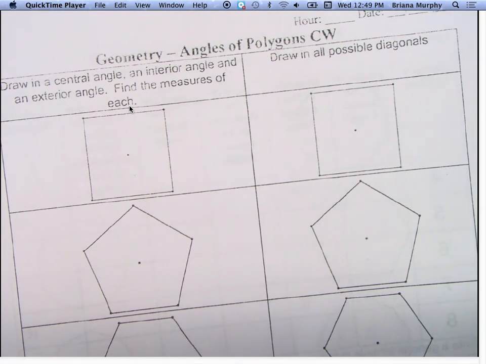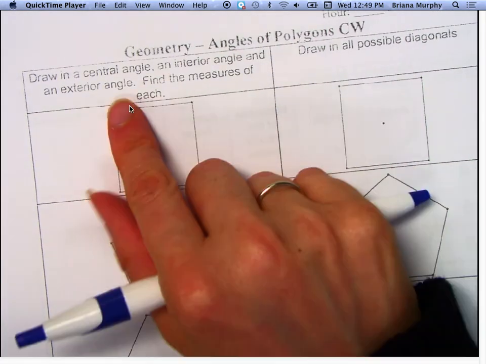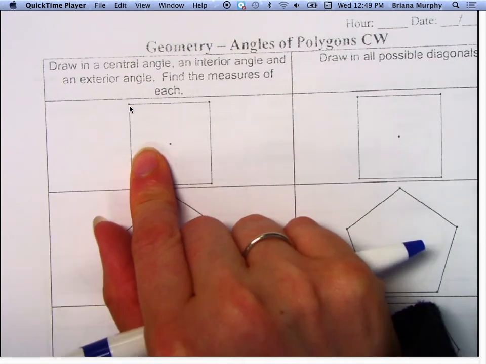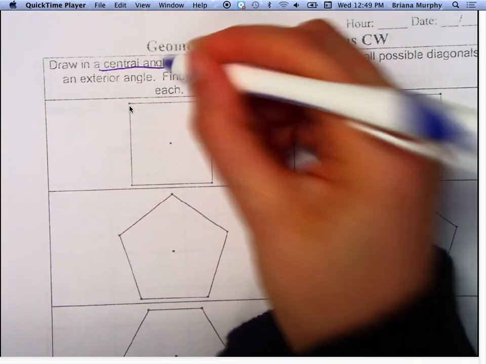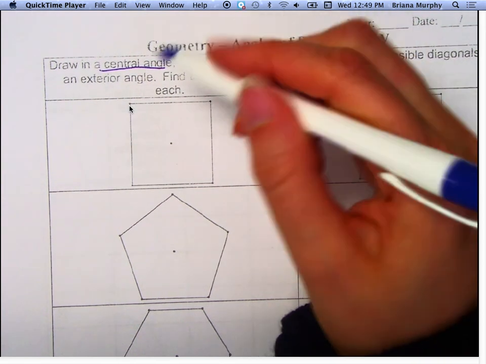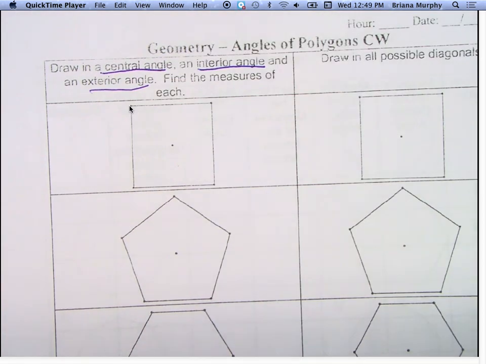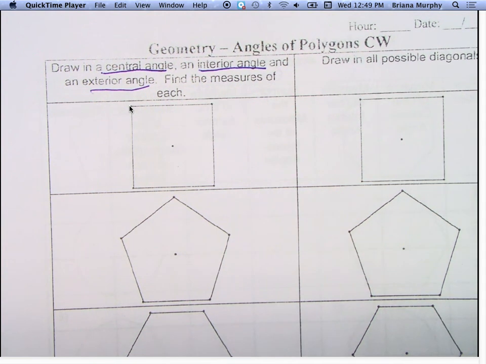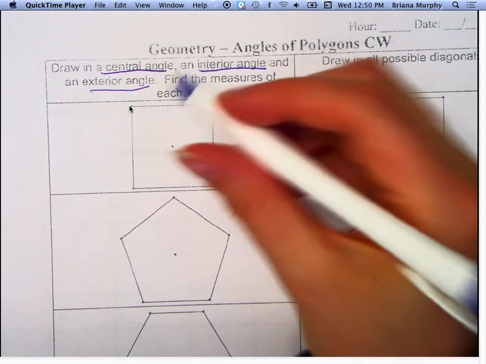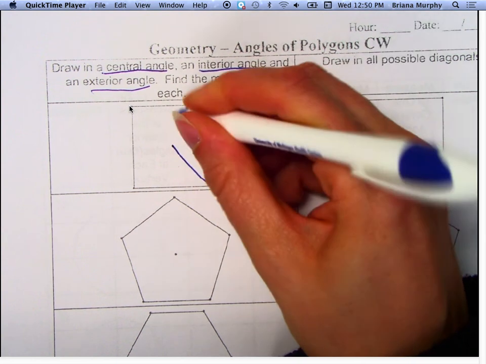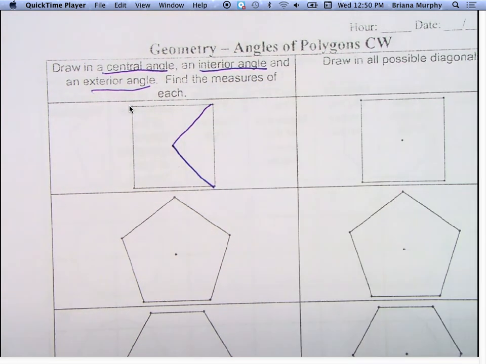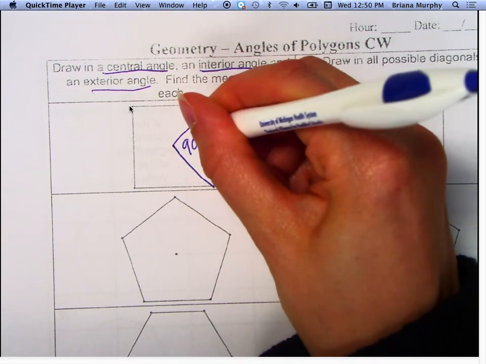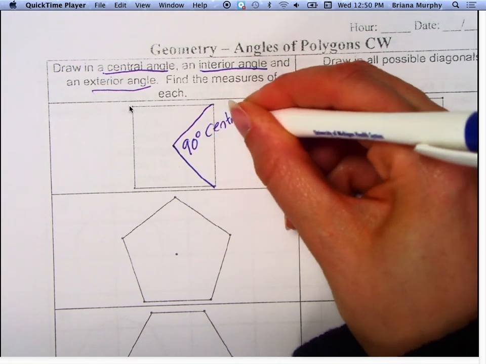Okay. Now we're going to do 3 things in this column on the right. We are going to find the central angle, the interior angle, and an exterior angle. Okay? The next box, we're just going to draw in our diagonals. So first, central angle looks like this. So what do we think? How many degrees is that central angle? 90 degrees. Make sure we're labeling it central angle.